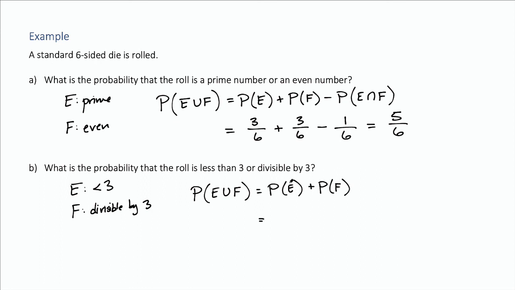The probability that you get a number less than 3, well, that's just 1 or 2. So there are 2 ways that can happen out of the 6 on the die. Plus the probability that it's divisible by 3, well, the only numbers divisible by 3 on a six-sided die are 3 and 6. So there are 2 of that kind out of the 6. And we add these together, we get 4/6, which reduces to 2/3.